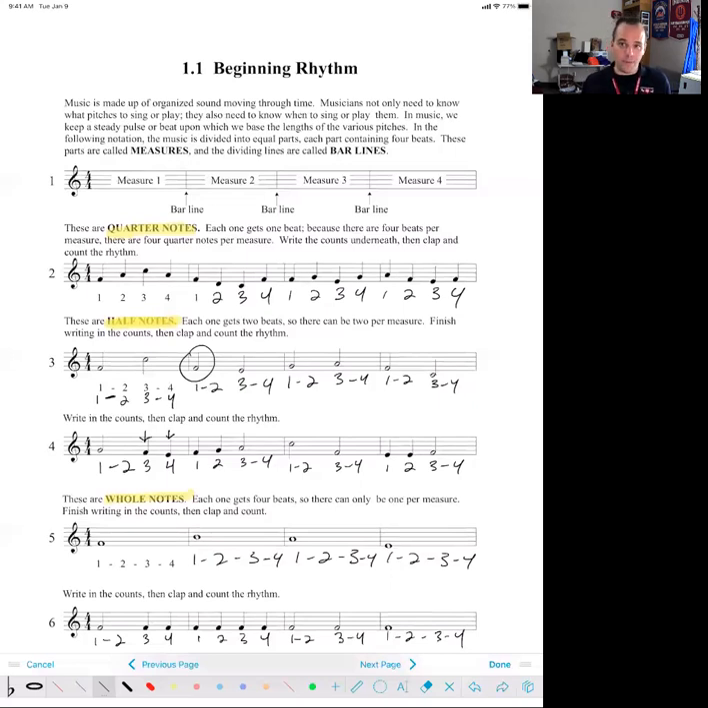Now we have one more page that we're going to learn today, because those are notes. Whenever we play or sing something, it's written with a note. But sometimes we want to not play or sing for a beat or two.